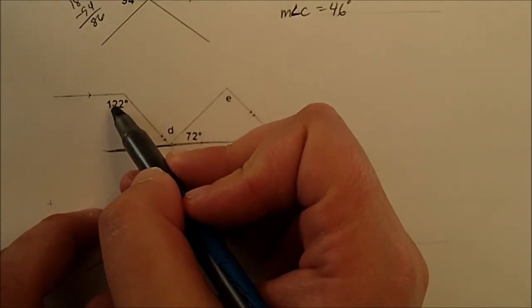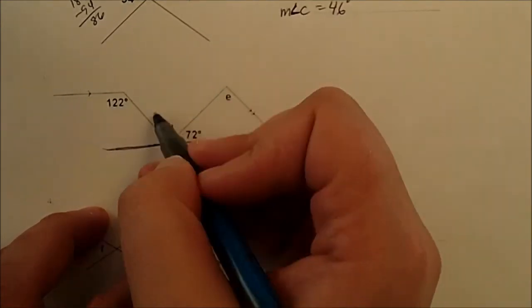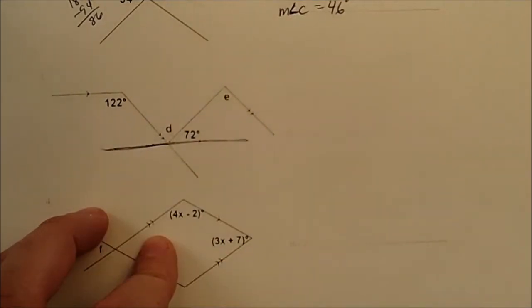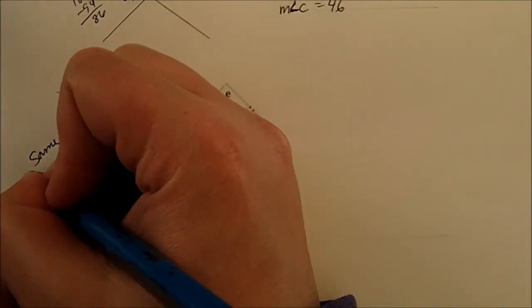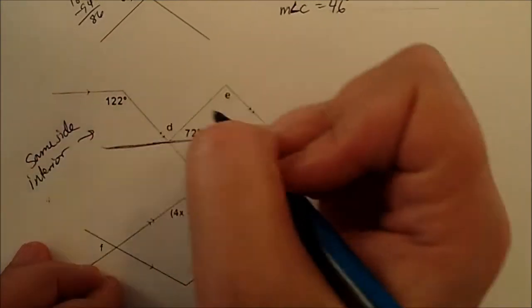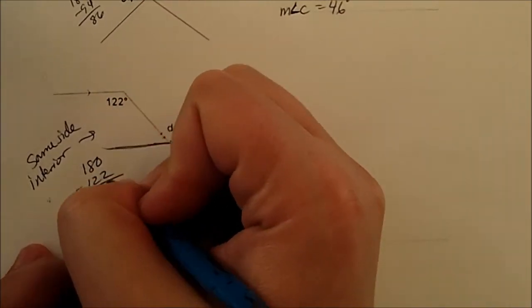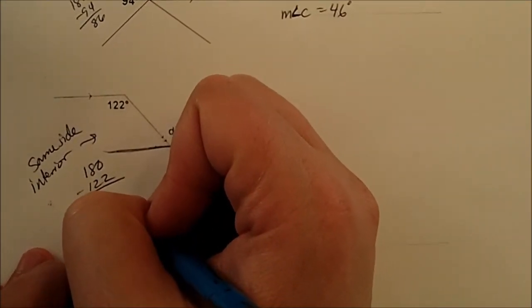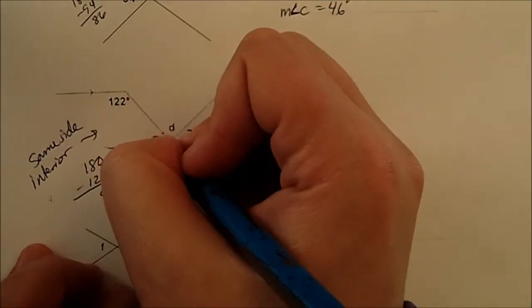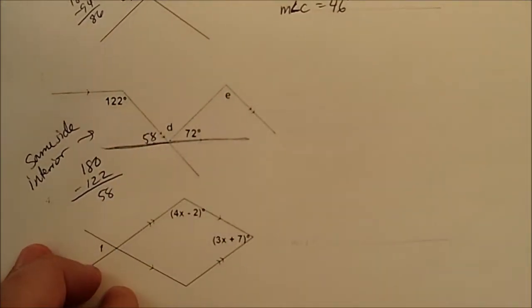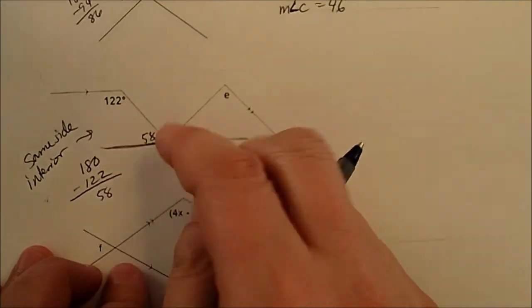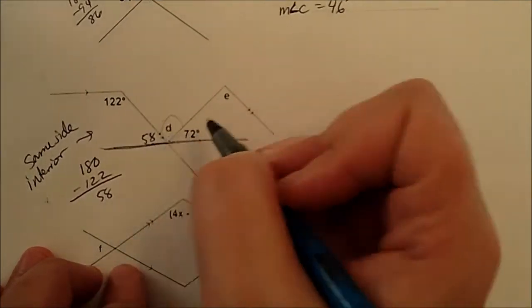And we've got 122 degrees. And then here, this is a same side interior angle. So we'll just write same side interior, where we have 180 minus 122 is equal to 58. So 58 we find down in this angle corner. Now we're trying to find D.